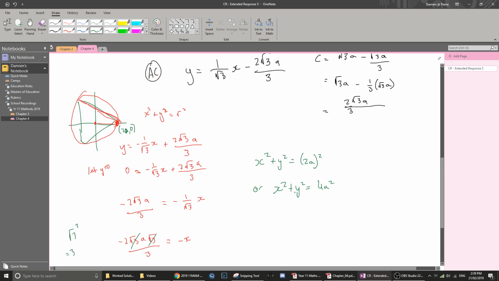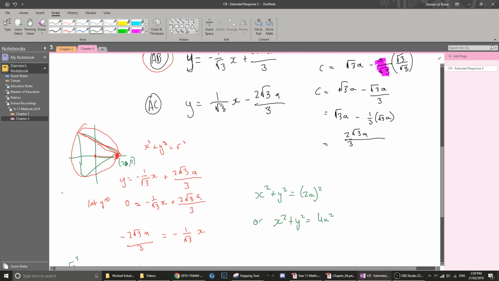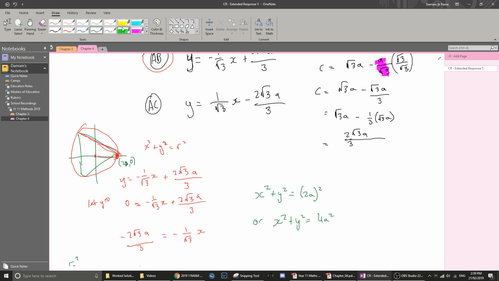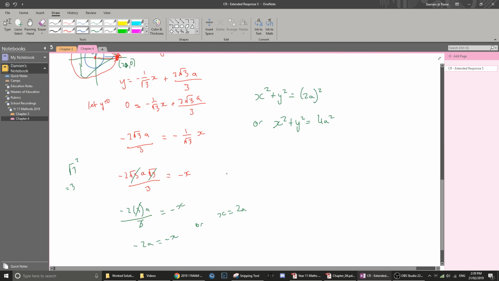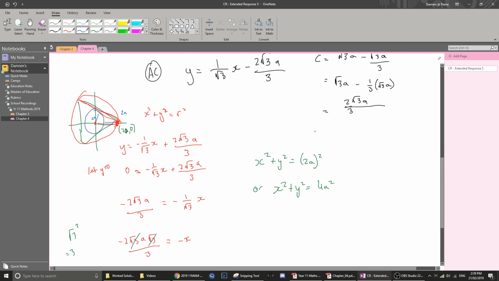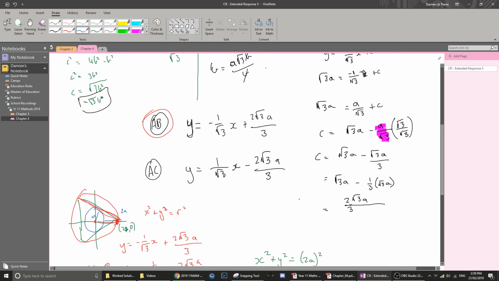That's it. So this circle that circumscribes the triangle, which was circumscribing our original circle, this circle inside had a radius of A, and this bigger circle has a radius of 2A. And that's what's happened there. That's it.